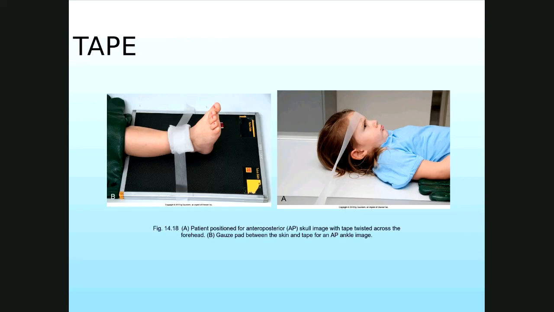Tape, hands down, your best friend. You can use it in so many different ways. You can see that they have this child with her lower extremity on the IR, and they've got a piece of gauze between the sticky side and the patient's skin. This one here, you can see a twist in the tape. So what they've done is stick the sticky side to the table, bring it up, twist it so the non-sticky side is on the patient's head, and then twist it again so that you stick it back to the table. And most of these immobilization devices are not designed to keep them in place no matter what. What they are designed to do is to remind the patient to hold still. That's all they're trying to accomplish with that.